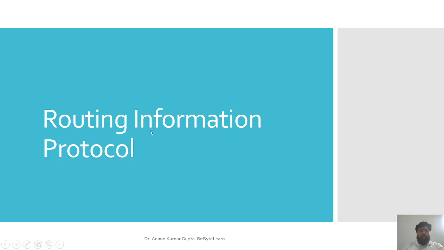Learn theoretical aspects of Routing Information Protocol, or in short, we can say RIP.